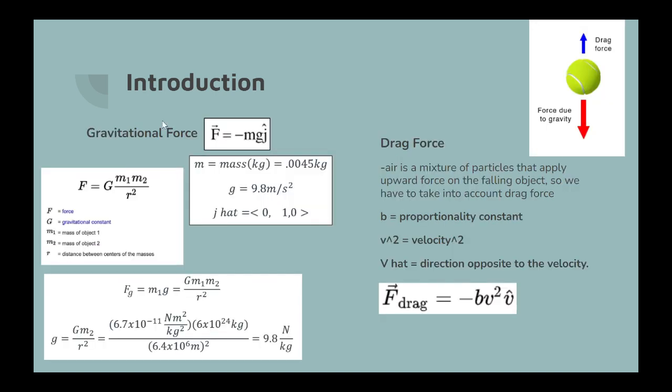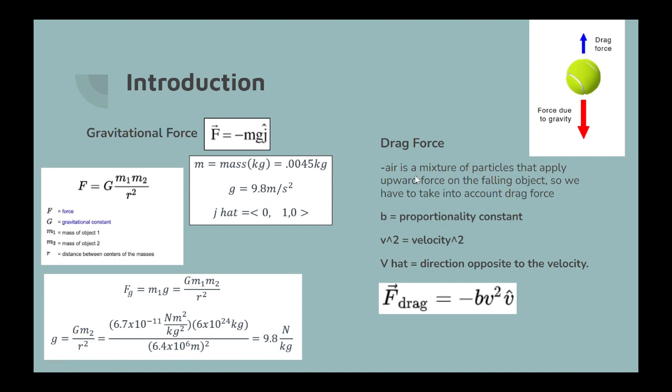So gravitational force is the force of gravity equals negative mg j hat. M is mass. In this case, it is 0.0045 kilograms for a piece of paper. G is 9.8 meters per second squared. And j hat is just the direction of gravity in the vertical position. So with these images down here, we can switch things around and understand how we get 9.8 newtons per kilogram as the acceleration due to gravity from the Earth in particular. Mass 1 is going to be our mass of the object. Mass 2, or m2, will be the mass of the Earth, and the distance and gravitational constant right there.